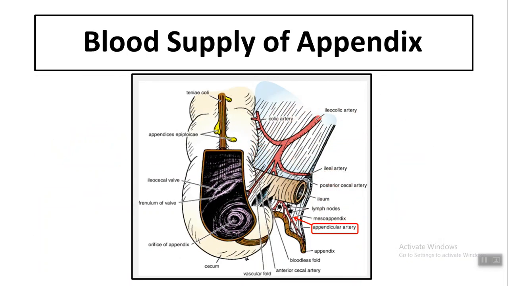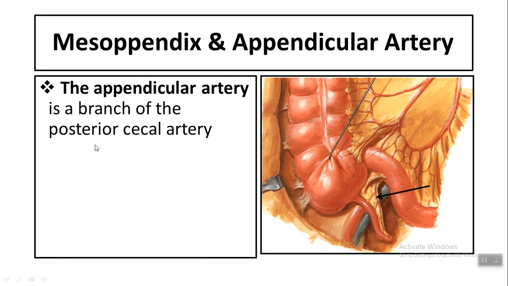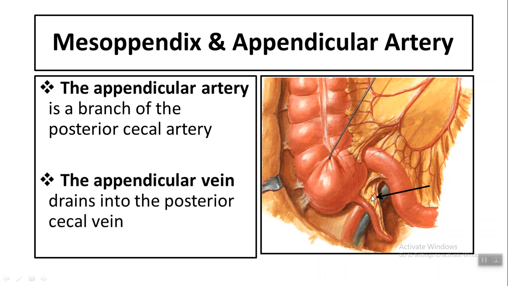What is the blood supply of the appendix? As it is derived from the midgut, its blood supply is from the superior mesenteric artery through the appendicular artery. The appendicular artery is a branch of the posterior cecal artery that passes through the mesoappendix. The appendicular vein will drain into the posterior cecal vein, which will drain at the end into the superior mesenteric vein.